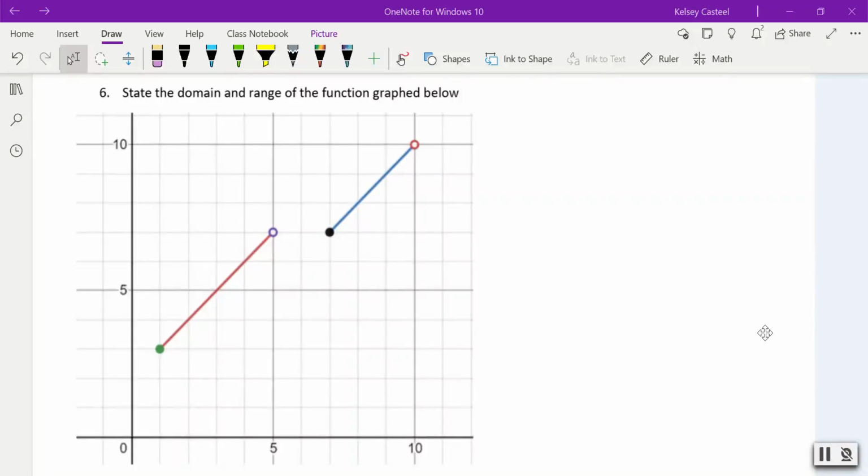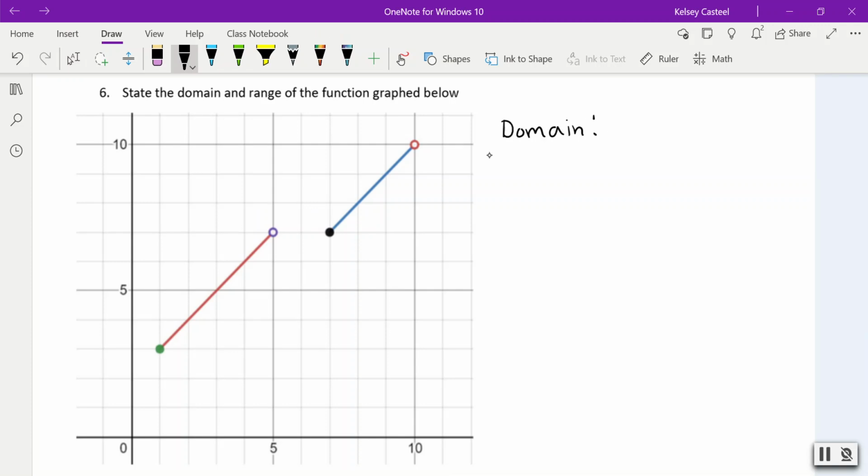In this example, we want to state the domain and range of the function graphed below. Our function is comprised of two sections. We have the red line on the left and the blue line on the right. So taking into account both of these pieces together are the one function. We want to talk about the domain and range. So let's start with talking about the domain.